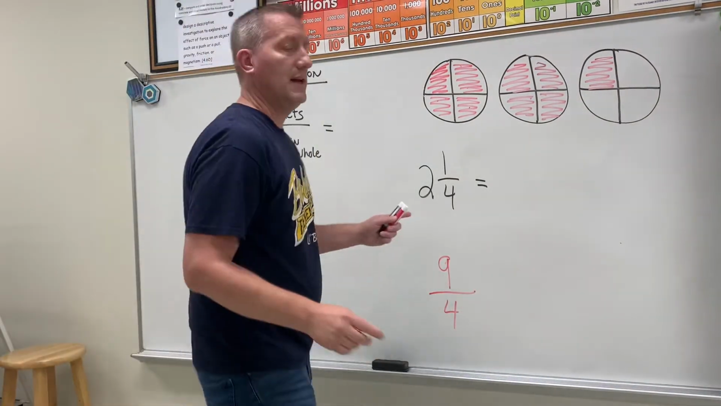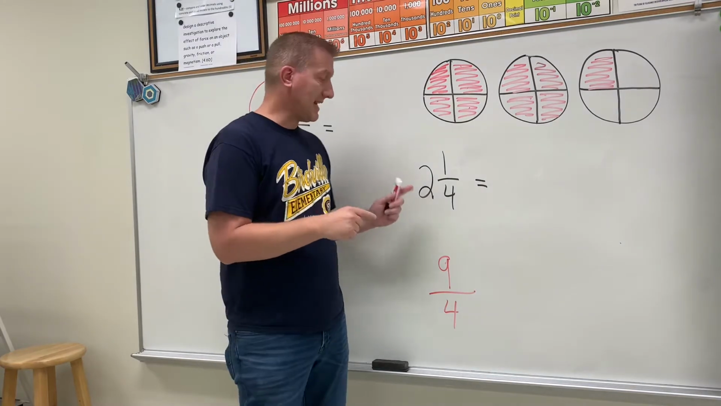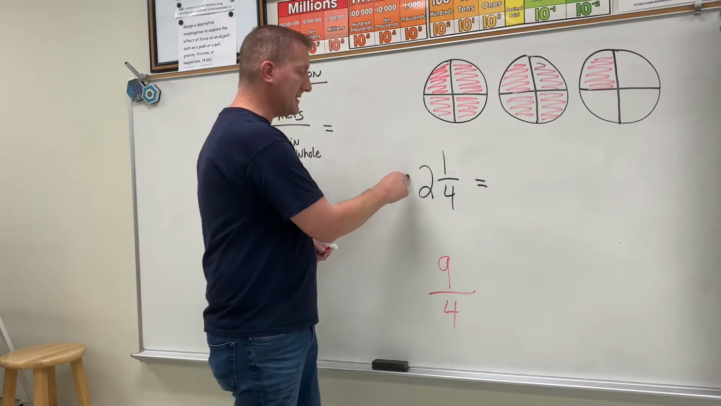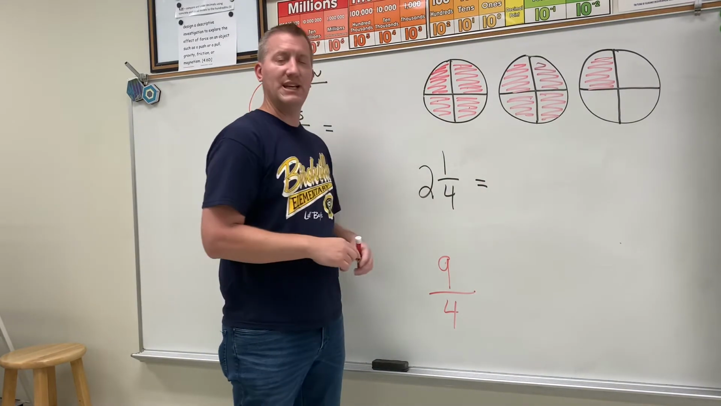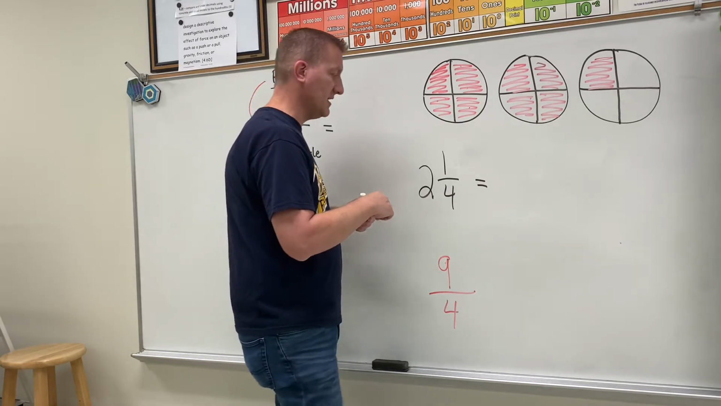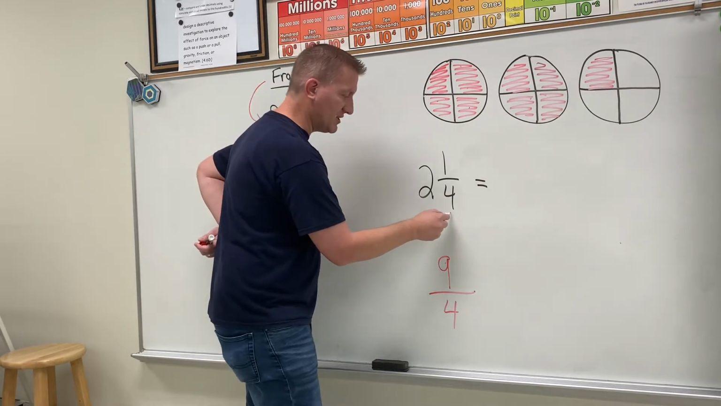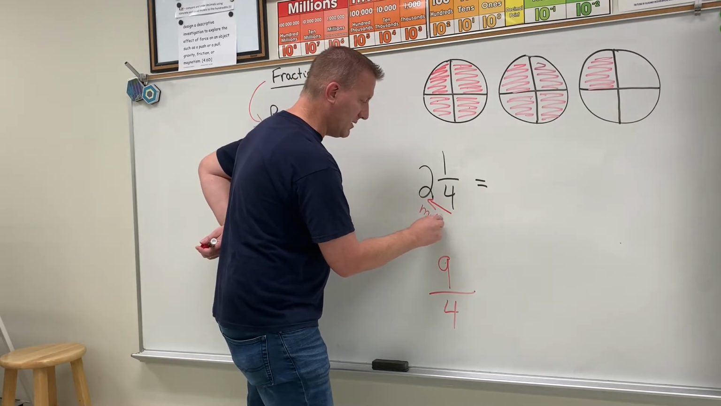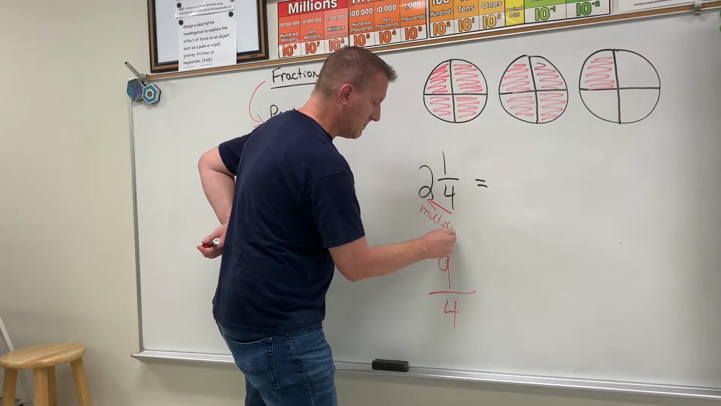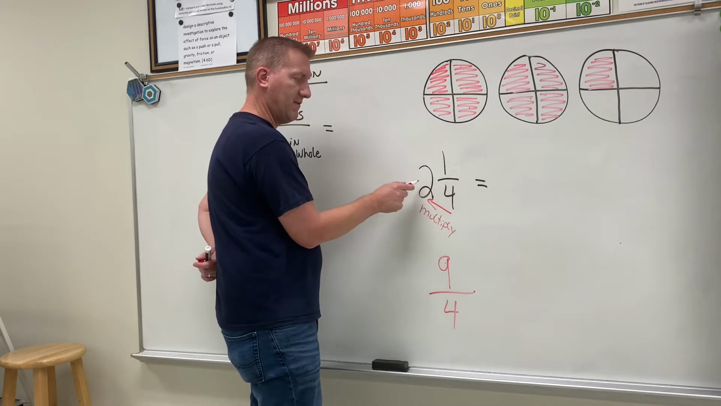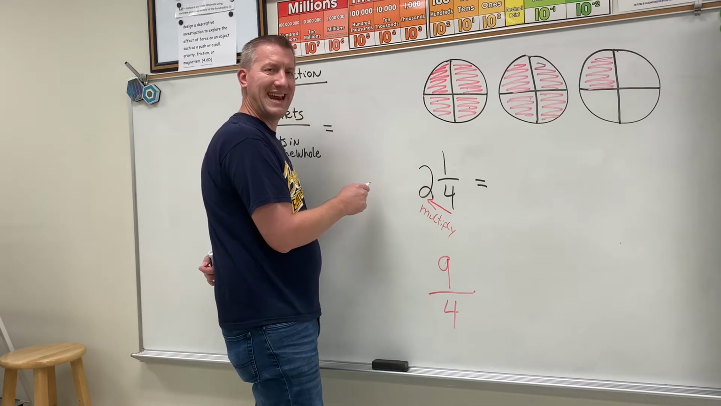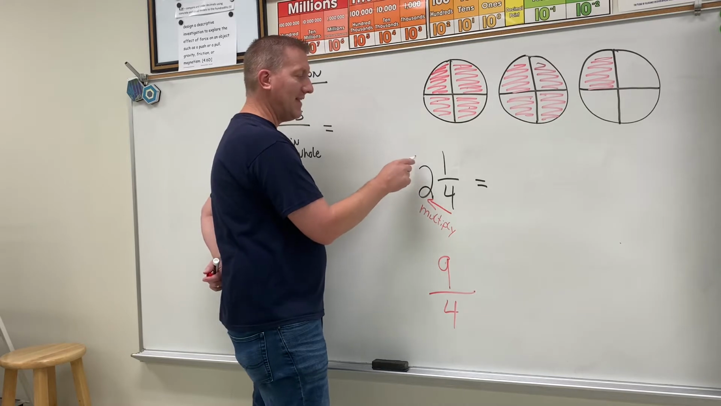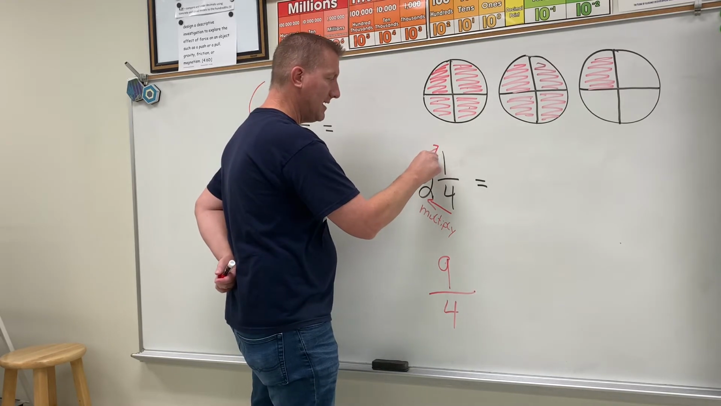All right, class, so this is how you change a mixed number into an improper fraction. So this is what you do first. You multiply these two numbers together. So you multiply 4 times 2 is 8, and then you add this numerator.